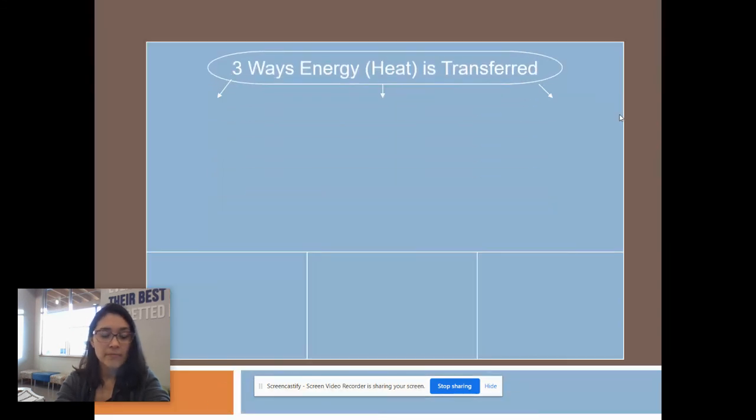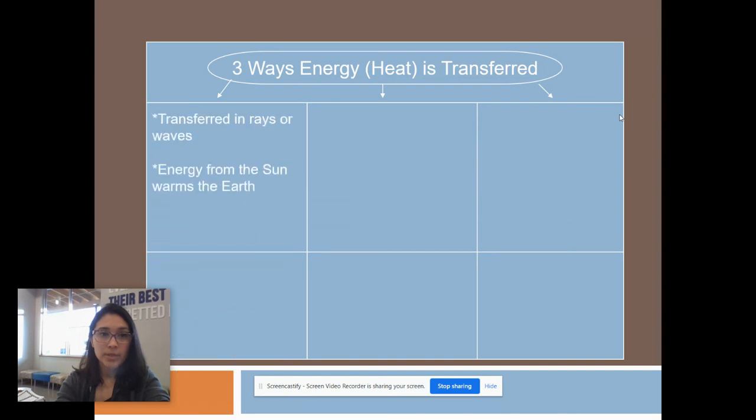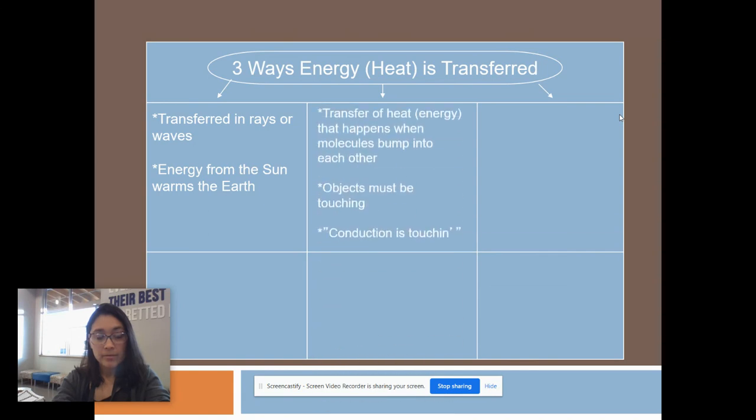Okay, just a short review. There are 3 ways. Which one is transferred in rays or waves, energy from the sun, and warms the earth? Between conduction, convection, and radiation, you can say it out loud. The next one is transfer of heat or energy that happens when the molecules bump into each other. The objects must be touching. Oh, it has the answer. Conduction is touching.